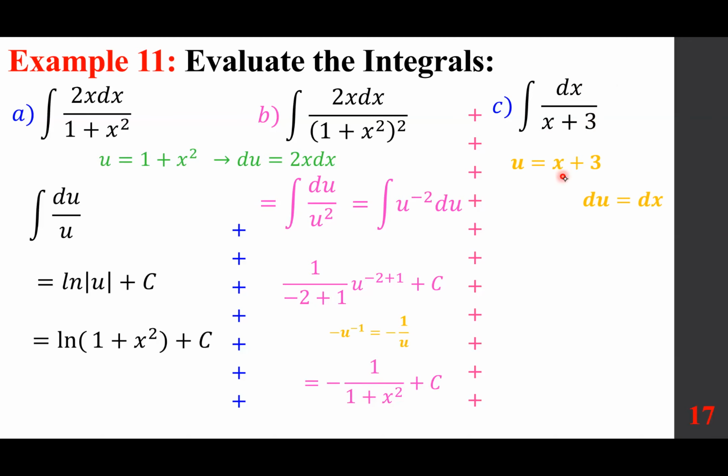And again, in essence, you end up with a natural log here, and you replace the u. Now you do keep the absolute value sign for a simple reason, because the expression x plus 3 can be positive or negative. You must keep the absolute values.